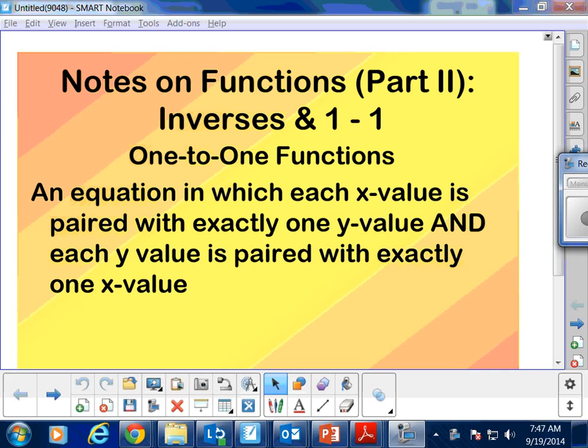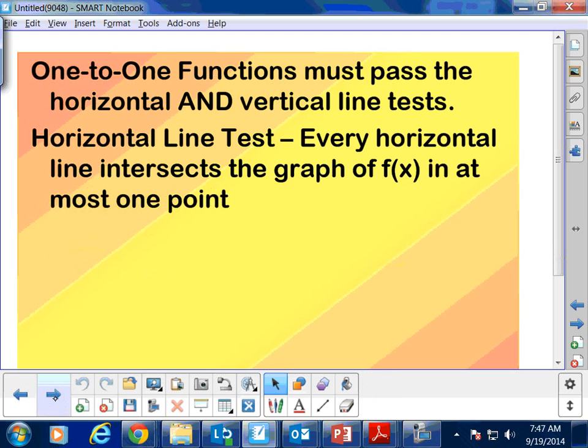An equation in which each x value is paired with exactly one y value, and each y value is paired with exactly one x value. Now, what does that mean? It's probably best put to show you that it has to pass a vertical and a horizontal line test. So you also have to memorize this: in order to determine if it matches the one-to-one requirement, a one-to-one function must pass a horizontal and vertical line test. So there's two that it has to pass.